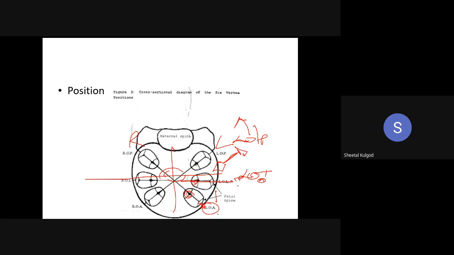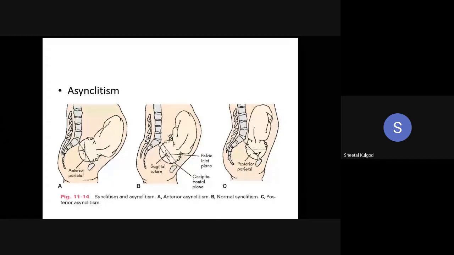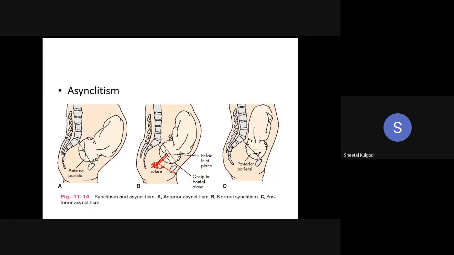Let us understand what you mean by synclitism. We had come across this terminology earlier. Whenever there is engagement of the fetal head occurring, what is happening here? In synclitism, the center of the sagittal suture is, most of the times, in the center of the pelvic cavity. Whereas in asynclitism, the sagittal suture either moves posteriorly or anteriorly, so that there is a tilt in the fetal head, and it will descend or engage in an abnormal position only.